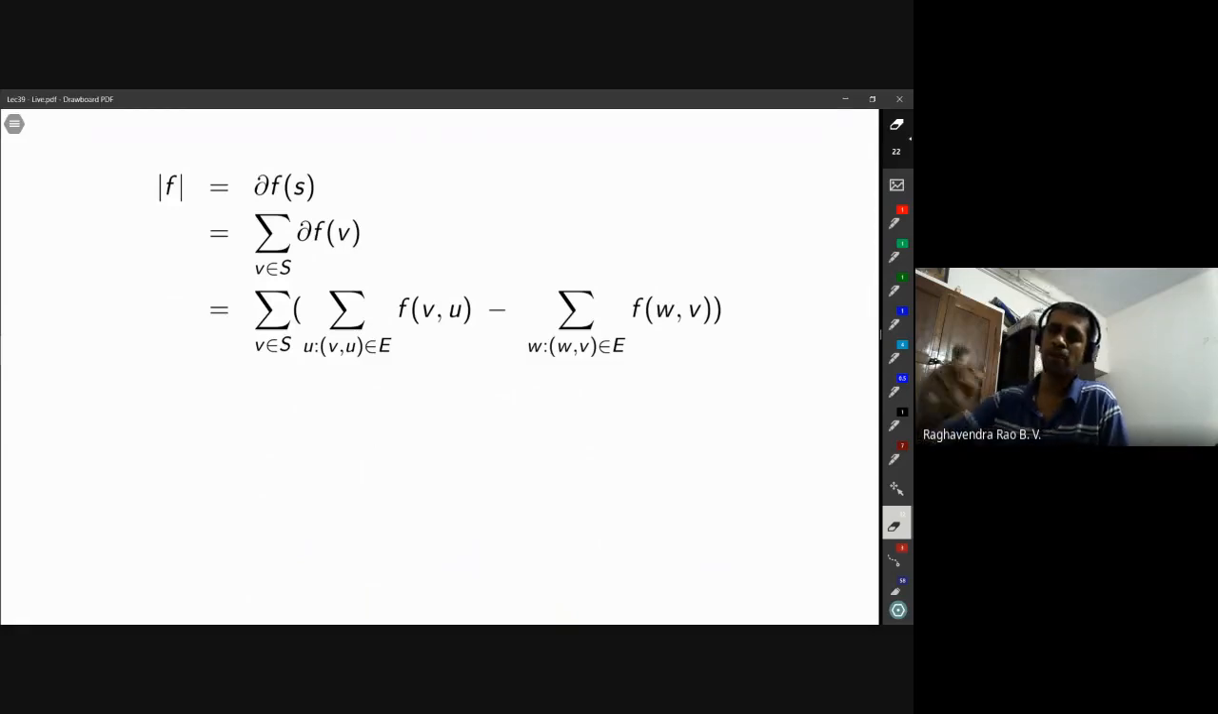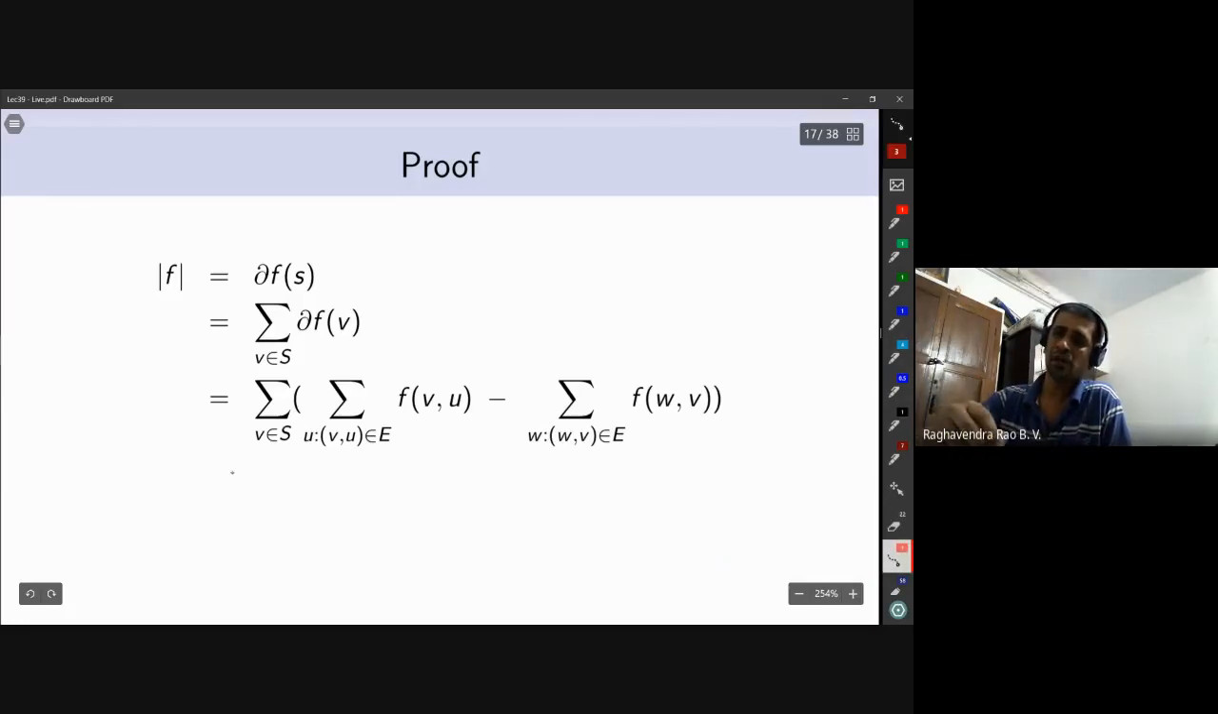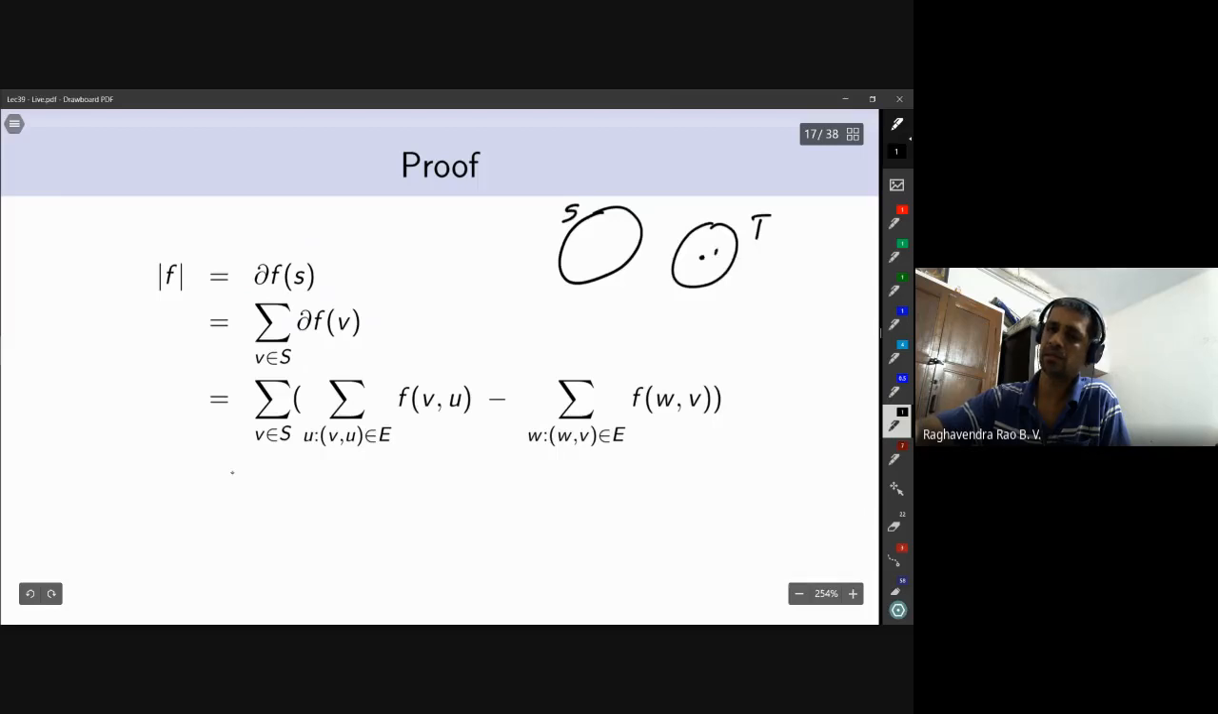So let F be any feasible flow. By the definition of feasibility, I mean not just feasibility, conservation, the value of the flow is nothing but the net outflow ∂F(s). Now what I do is I take the sum of ∂F of all vertices in S. So I have a cut as well, right? I have a cut here. This is S. This is T.